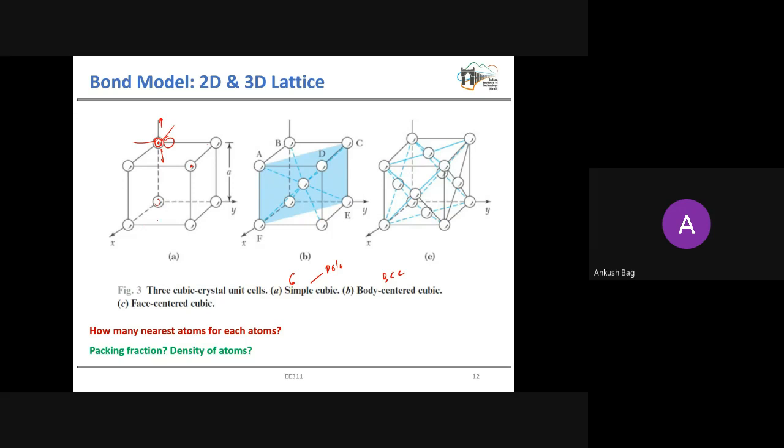What is the empty volume and what is the volume filled with the atoms? That is called packing fraction. So why is this packing fraction important? Because using this packing fraction, we can calculate the density of atoms.